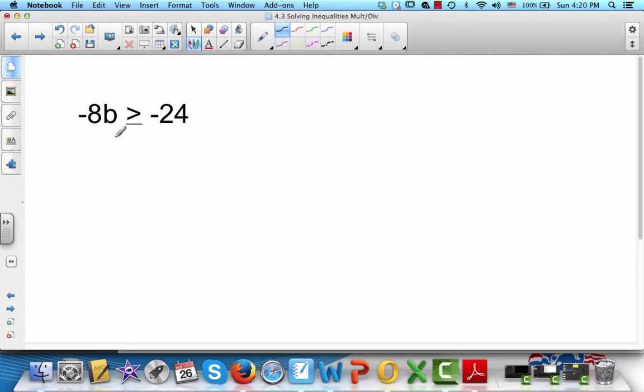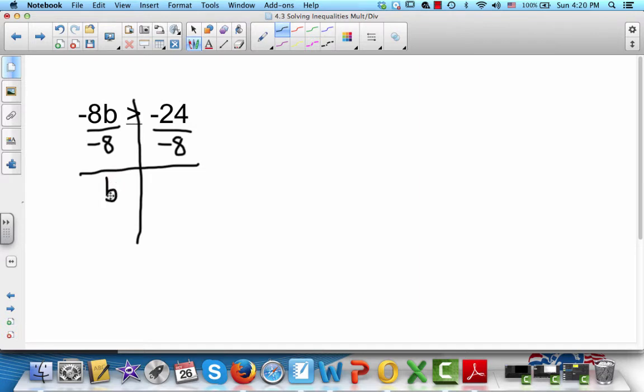Okay, now we've got negative 8b is greater than or equal to negative 24. This is where the difference comes in solving inequalities that is different than solving equalities. You're multiplying by negative 8, so the opposite of multiplying by negative 8 is dividing by negative 8. So everything's done exactly the same so far.